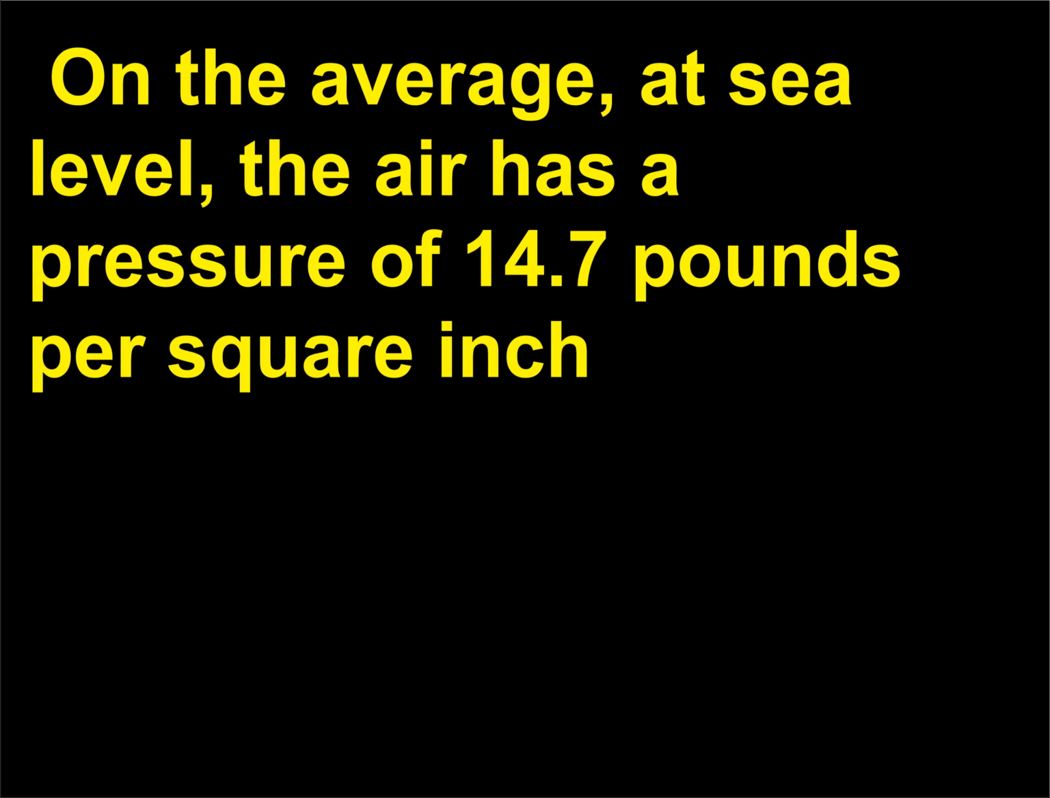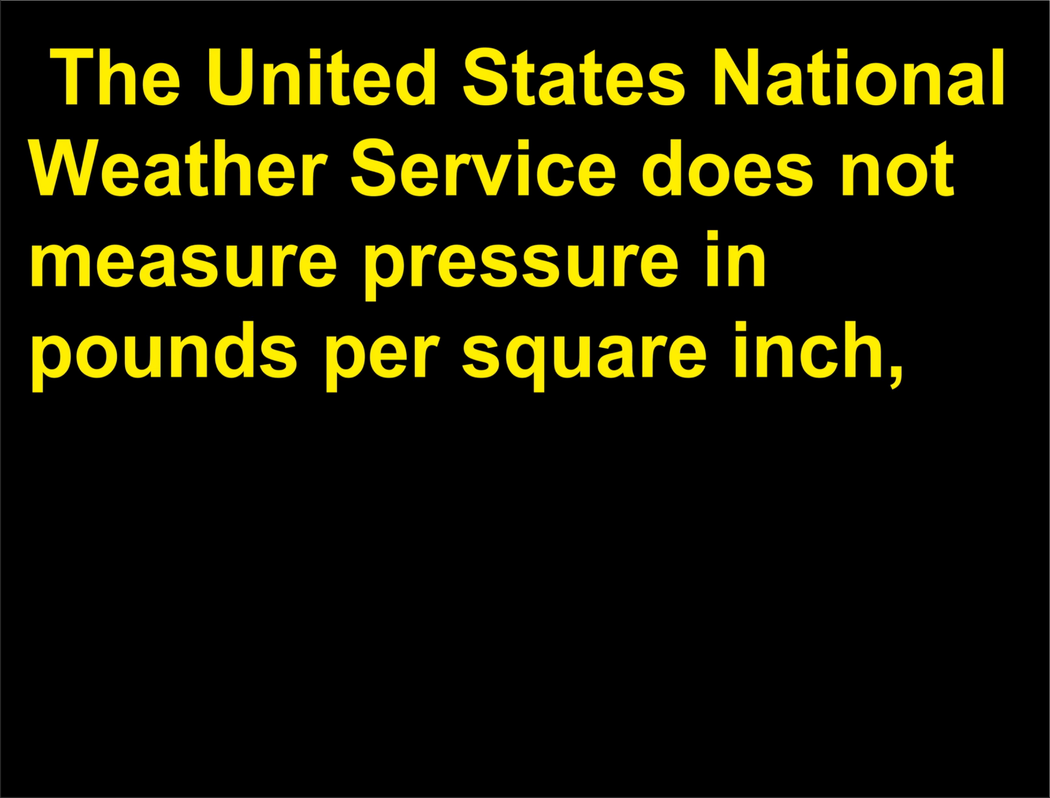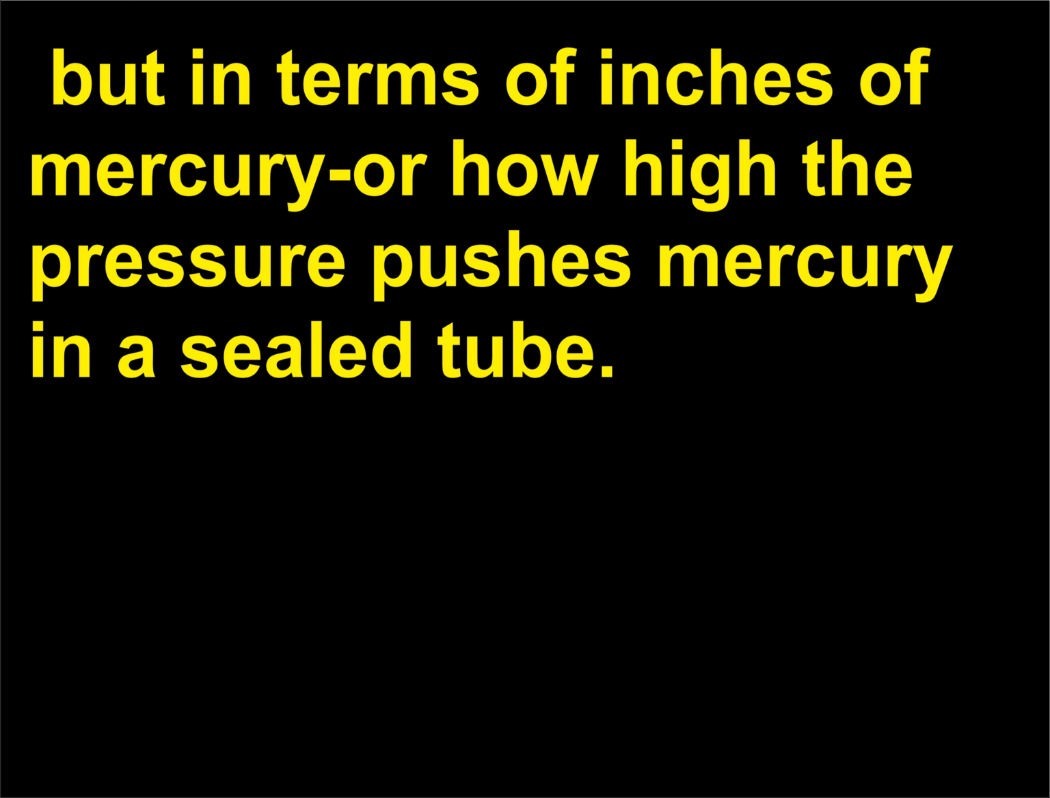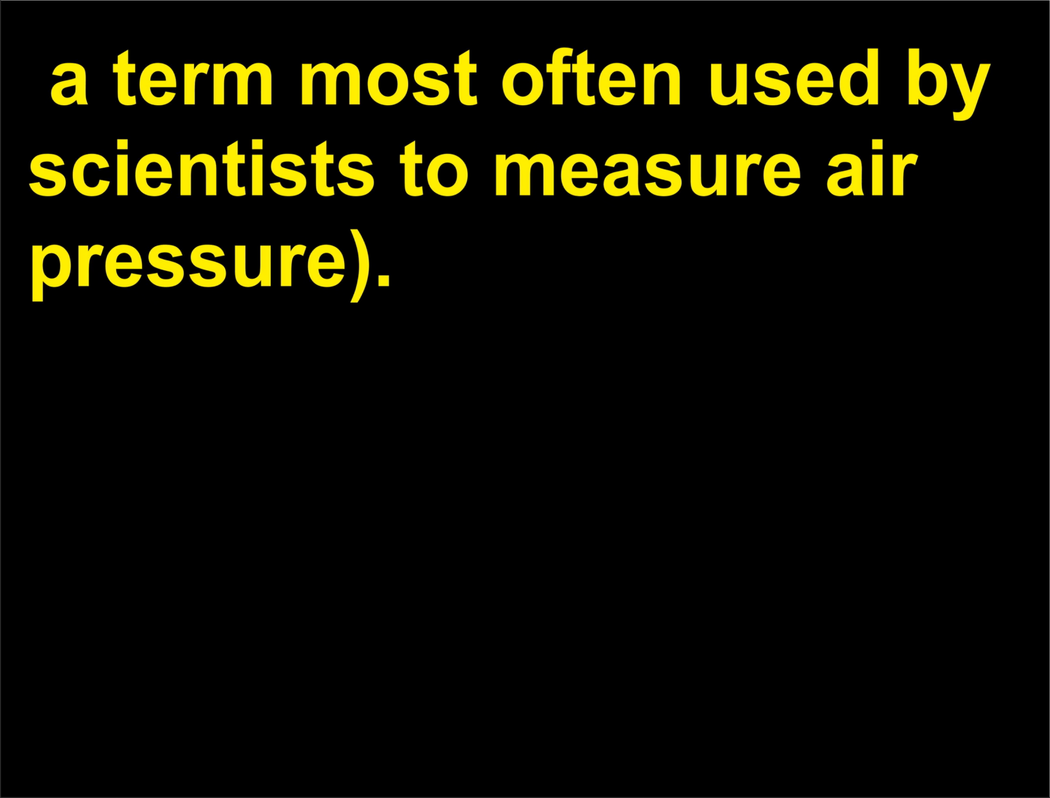On the average, at sea level, the air has a pressure of 14.7 pounds per square inch. A 1-inch square has 14.7 pounds of air pressure on each side. The United States National Weather Service does not measure pressure in pounds per square inch, but in terms of inches of mercury, or how high the pressure pushes mercury in a sealed tube. Air pressure aloft is reported in millibars, or hectopascals (hPa), a term most often used by scientists to measure air pressure.